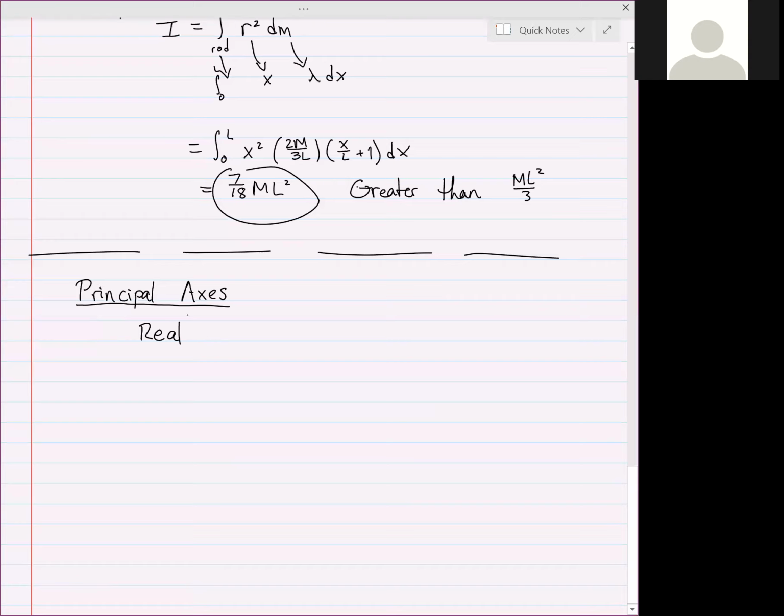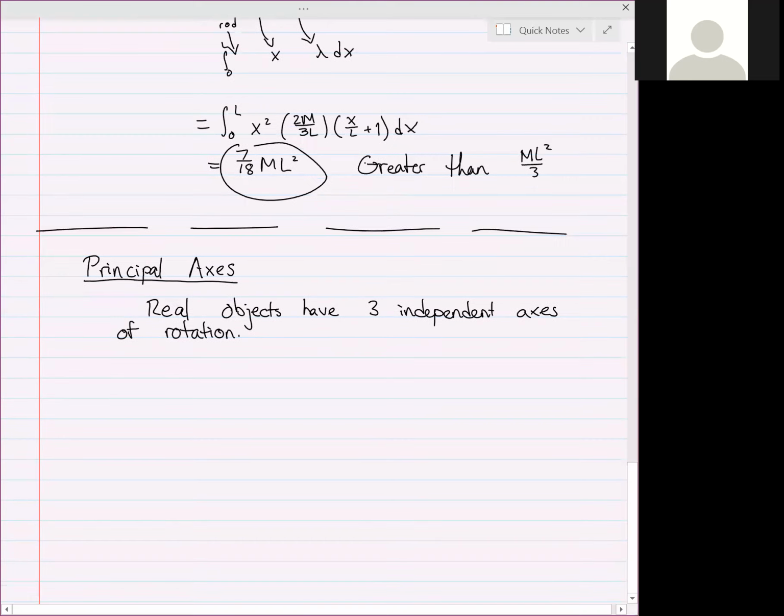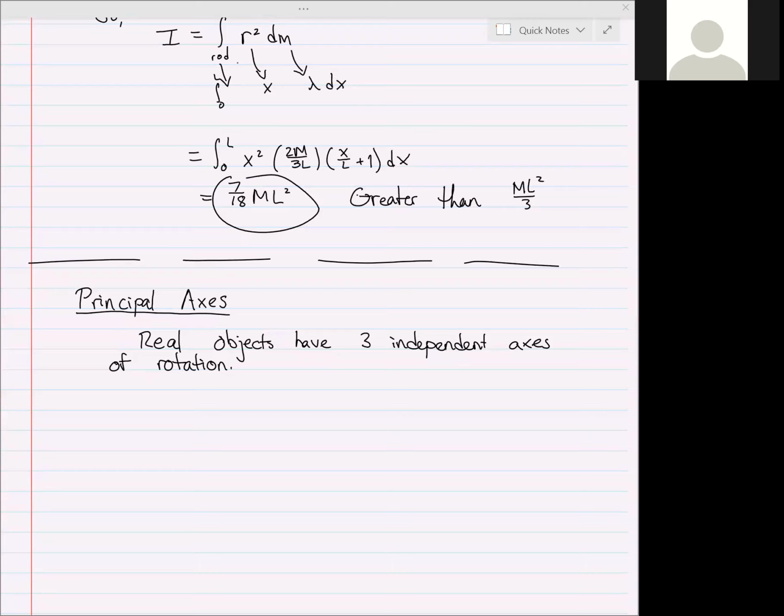Come on. Can you guys still see me? Well, I'll continue. Real objects have 3 independent axes of rotation. Actually, let me check the Discord, see if anybody's pinging me. Okay. Yes, real objects have 3 independent axes of rotation. Stop video. God, I don't know why it freaks out when I try to stop the video.